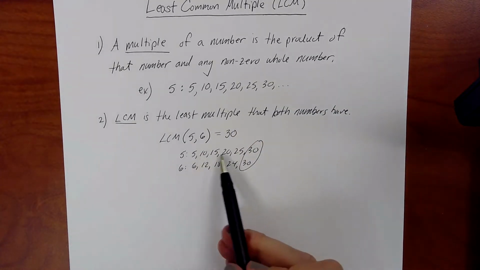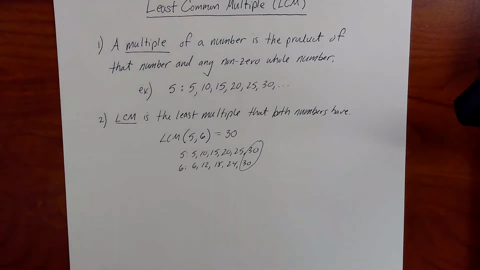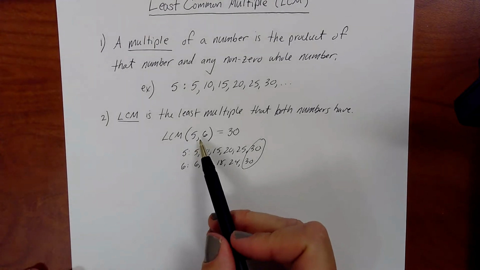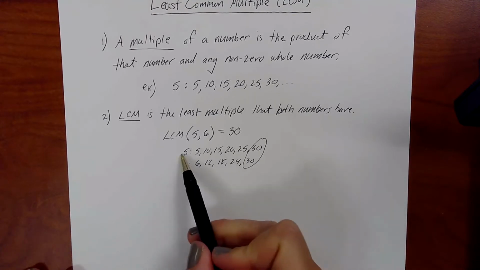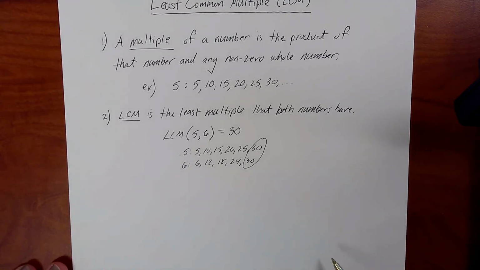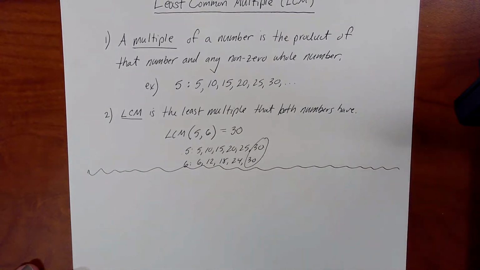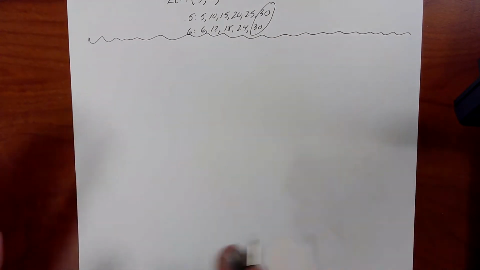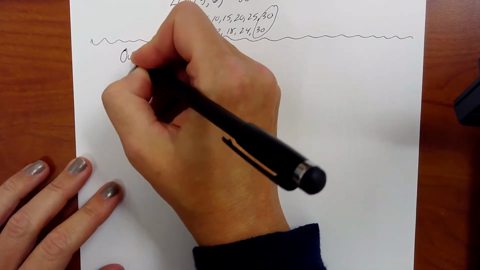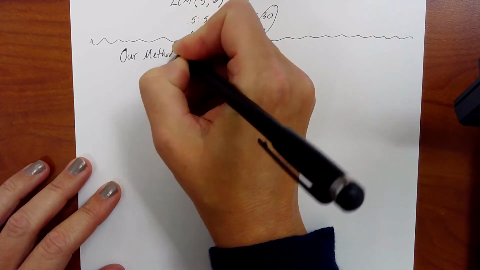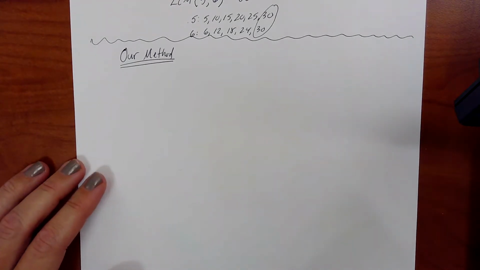Now again, this is a fine method. I think you can understand it that way. Totally fine. Again, when we get bigger numbers, things with variables, it's going to be kind of a pain to list all the way out until you find what you need. So we're actually going to use a similar method to the greatest common factor, which is nice because then you can kind of find both at the same time. So here's our method. I'll just write it out because it's very similar to the GCF.